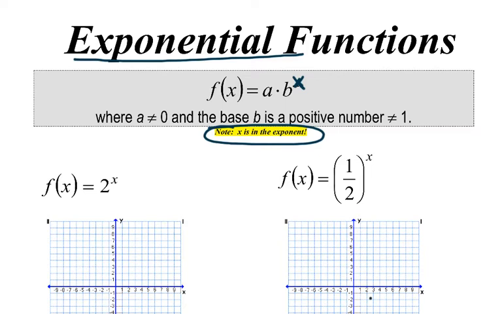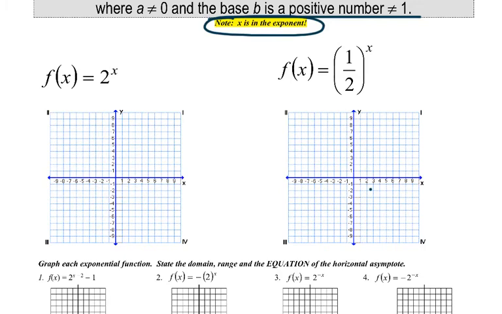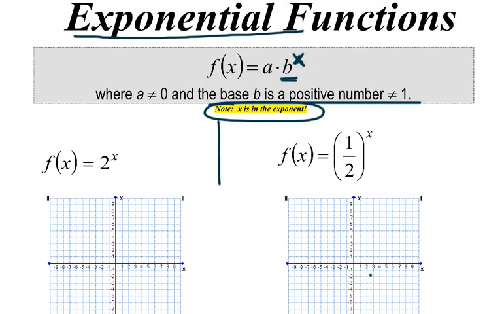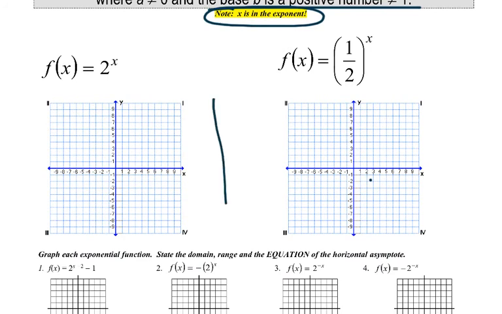B is called our base, and it's important to note that the base is always positive, and it's never 1. And then, it's obviously not a 0 in front. So the basic one that we use for our exponential function is y equals 2 to the x. And anytime we have a new function, we can always make a quick chart. Let's give some negative numbers, 0, and some positive numbers.